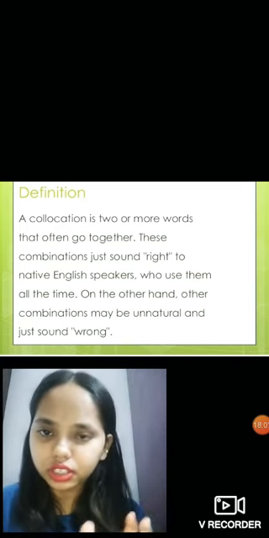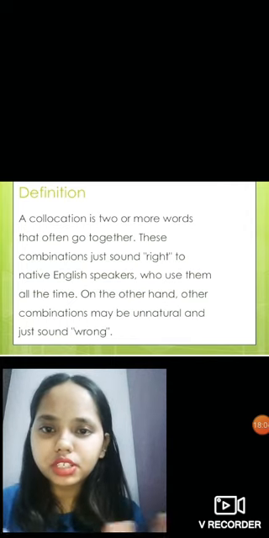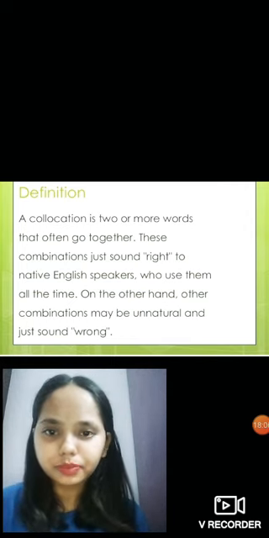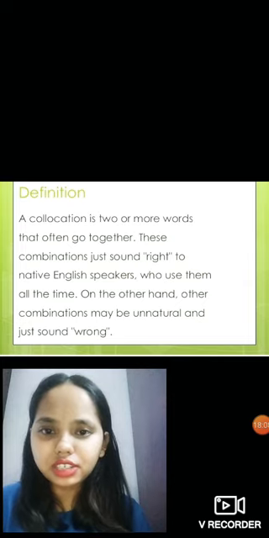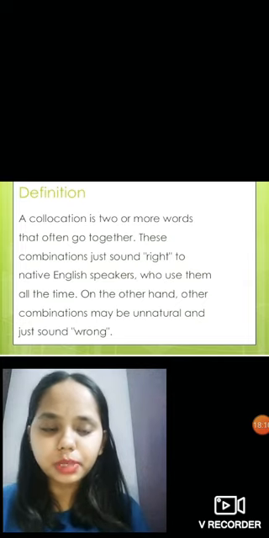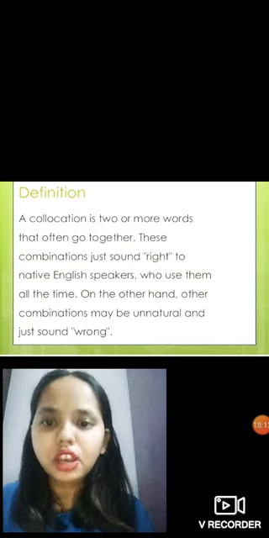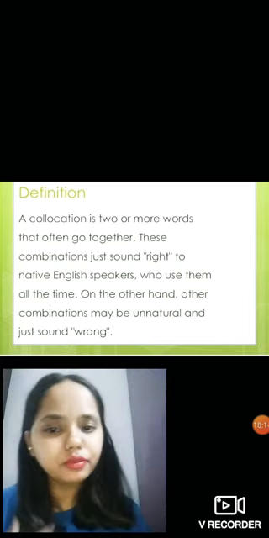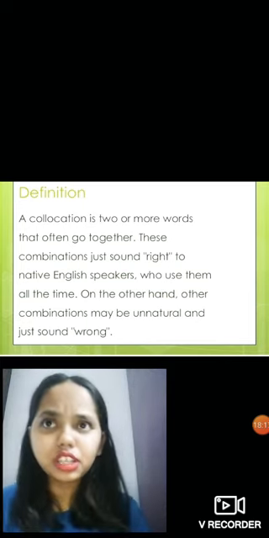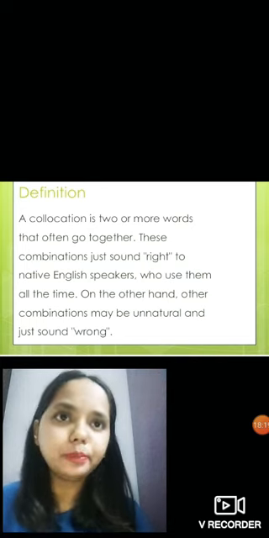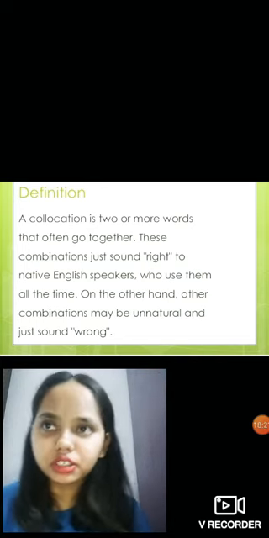So this is collocations, when two or more words are often used together, so they sound right to native English speakers, people who have been speaking English for a very long time. And we as Indians have been speaking English for a very long time, more than 500 years.